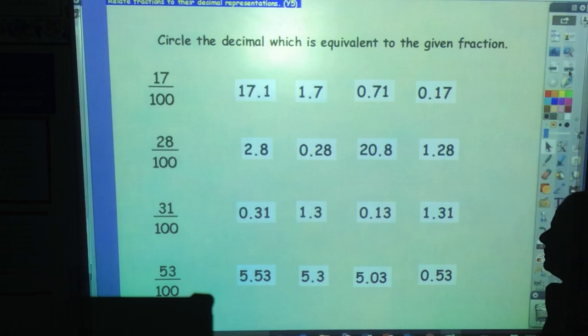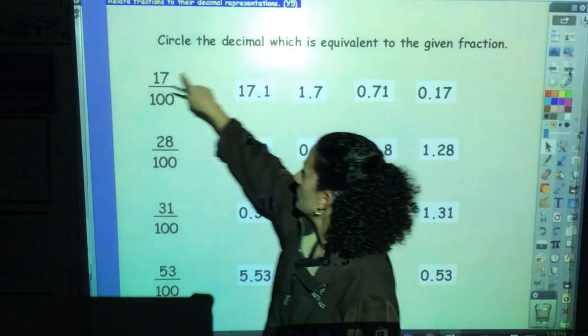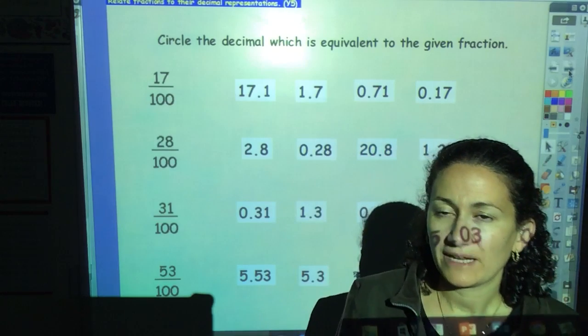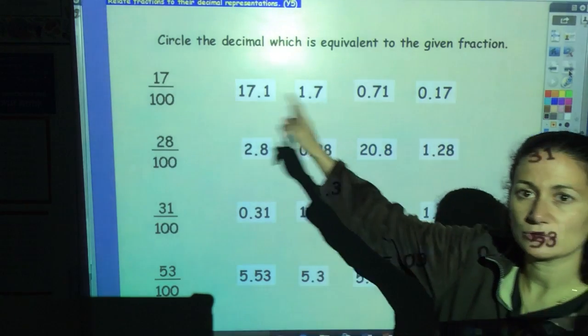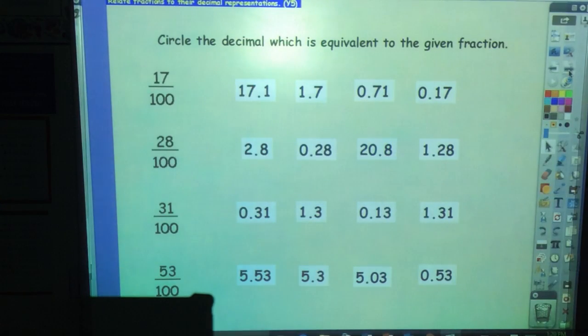Why don't you see if you can match up the decimal number to the fraction over here. Pause the video, match them up, find the matching decimal to the fraction, unpause it, and we'll check when you're finished. Okay, let's take a look.